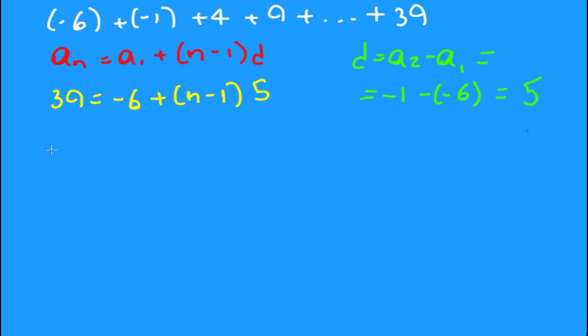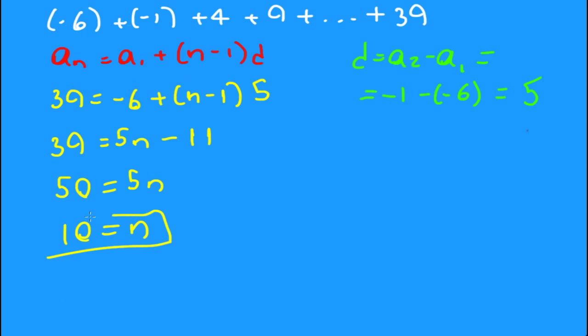And let's work it out. 39 is equal to 5 times n, which is 5n, and 5 times negative 1, which is negative 5. So that is equal to 5n, and negative 6 minus 5 is minus 11. 5n minus 11. Now our 11 is going to go to the other side, and it's going to switch signs, so 39 plus 11 is equal to 50, equals 5n, and our n is equal to 50 over 5, which is 10. We got our n.